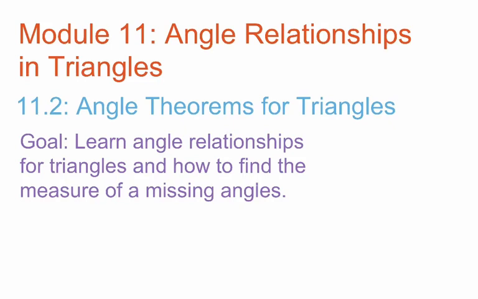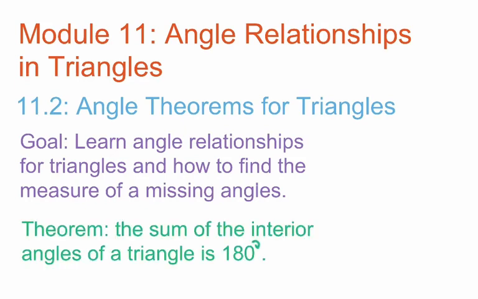of an angle. Now we see the word theorem in the title for our lesson. Theorem is kind of a fancy word for definition, so we're going to be starting off with a theorem regarding the interior angles of a triangle, which says the sum of the interior angles of a triangle is 180 degrees. So what that means is if you find the measure of two angles of a triangle, you can find the third angle by subtracting the sum of the other two from 180. Let's take a look at some examples.